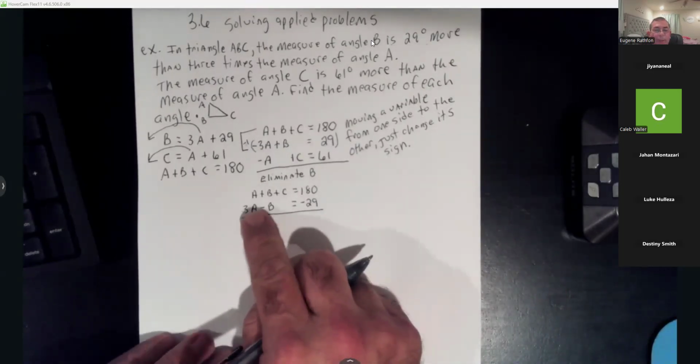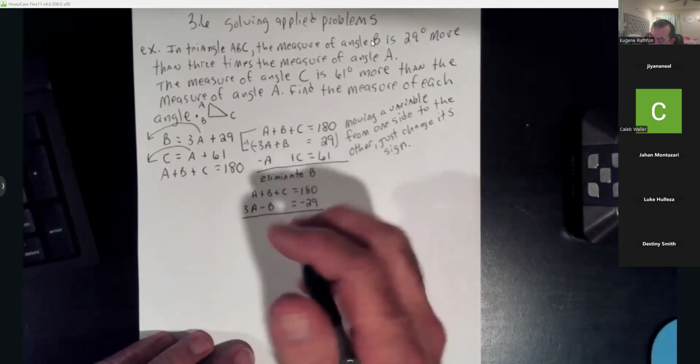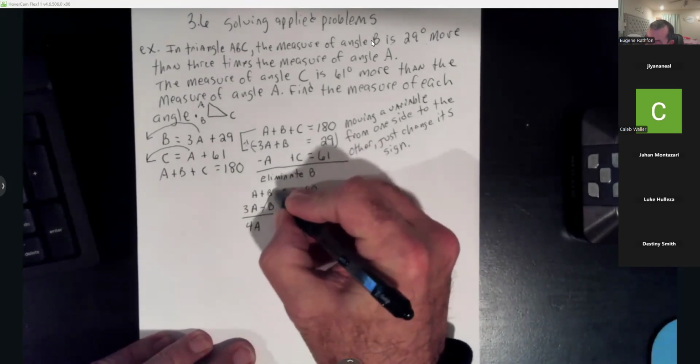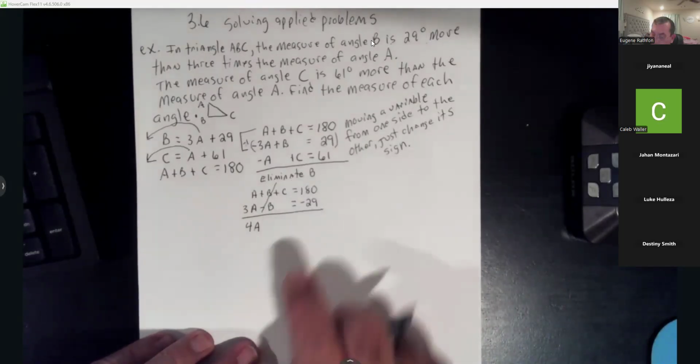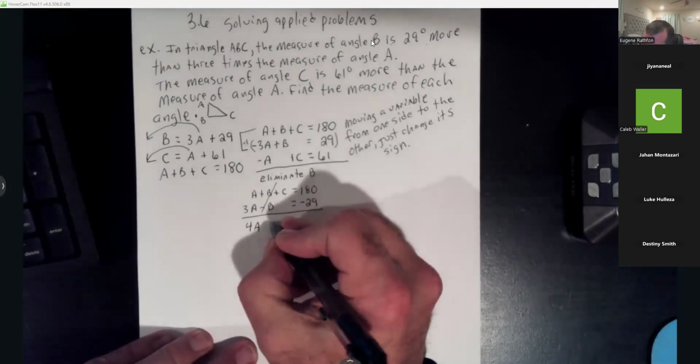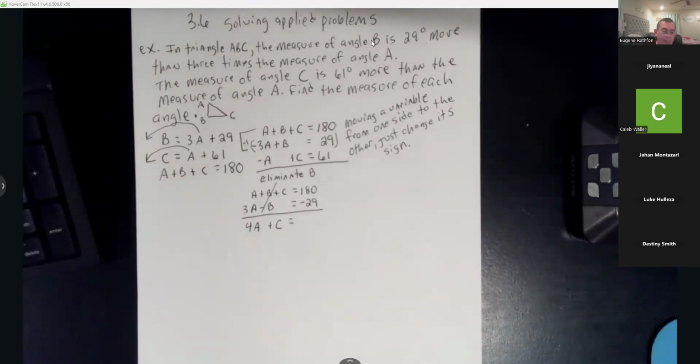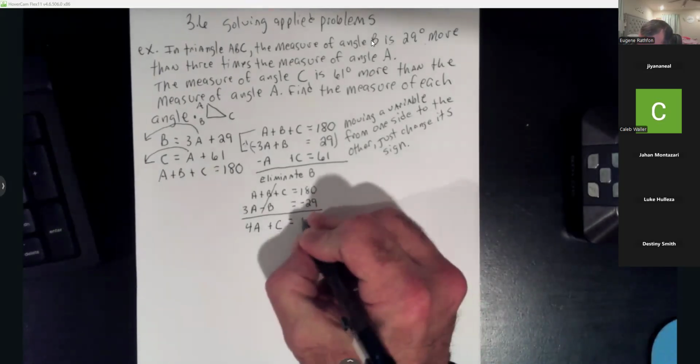So distribute whatever you're multiplying by through the whole equation. All right, y'all, let's see what we get. 1A plus 3A gives you 4A. The B's cancel. I got a plus C, and that's going to equal 180 minus 29, which gives me 151.